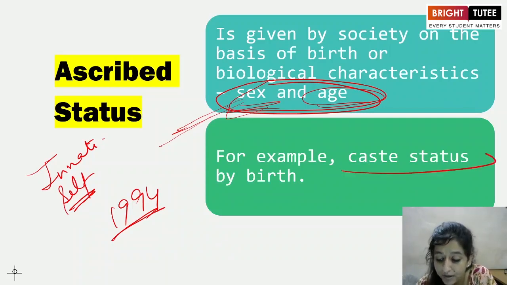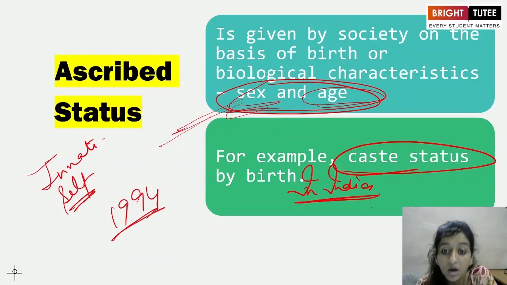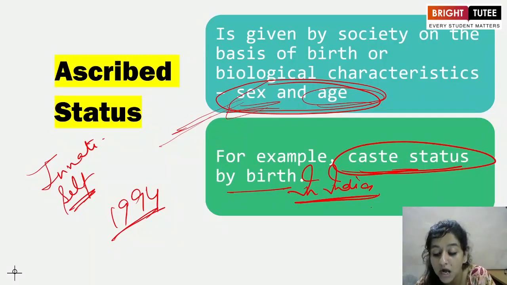For example, majorly in India, I am not talking about any other country, here in India your caste status is by birth. Either you're born Hindu, you're born Muslim, you're born a Brahmin, a Shudra, or a Kshatriya. Your caste status in India is by birth. You're born in that family which has that particular caste, and that is what describes the ascribed status.